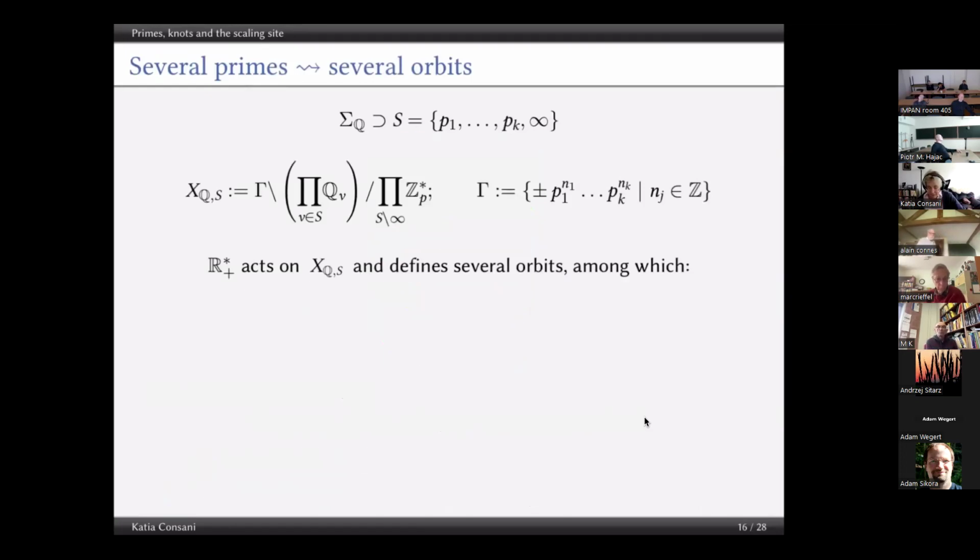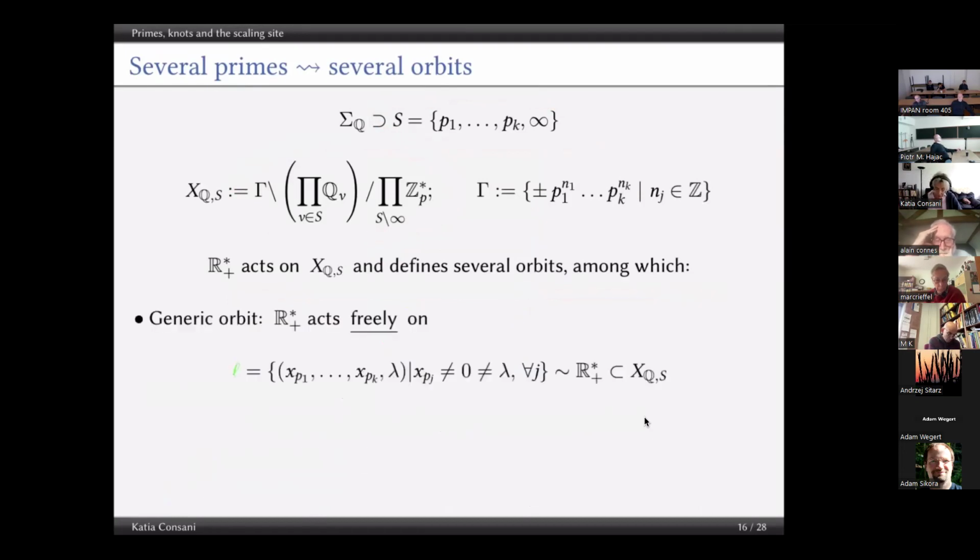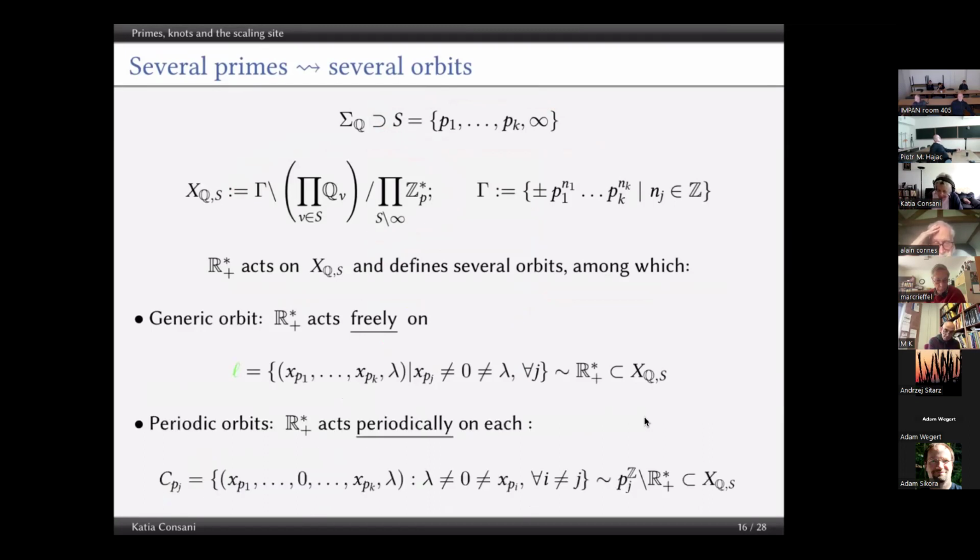So you might expect, fine, I crank the machine now where I include more elements, non-Archimedean primes, in S, and there will be an enlarged version of this earlier double quotient when S is P, infinity, and there will be several orbits, among which there will be, again, a generic orbit, similarly described. In this case, you see each non-Archimedean entry is non-zero, and the Archimedean is non-zero as well. But then there are the periodic orbits, each of which attaches to any P_j non-Archimedean contained in S.